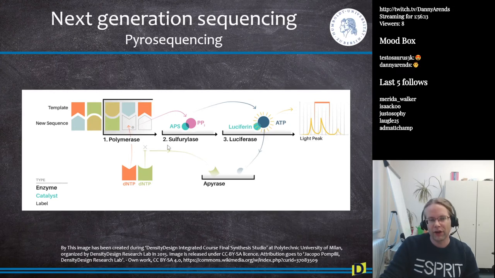Then you have sulfurylase, which then recruits the luciferin, and then the luciferin gives you a little bit of light, and then the whole reaction is quenched using the apyrase. So the sulfurylase is the one that allows it to flash, and then the apyrase is the one that allows it to quench so that the light is gone, because otherwise the reaction would just continue.